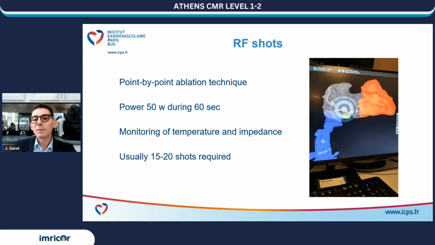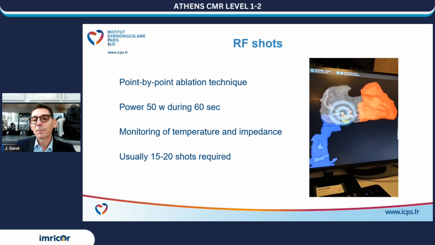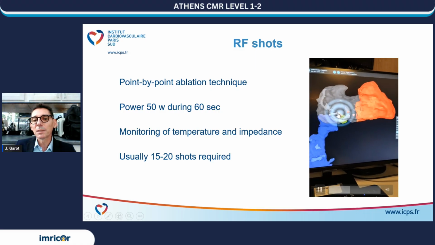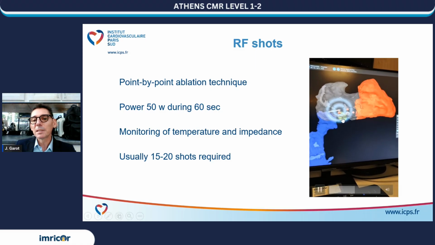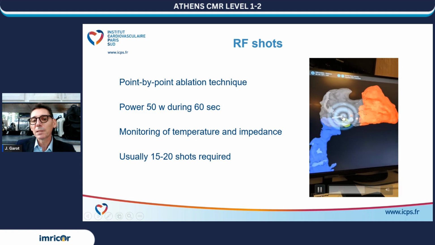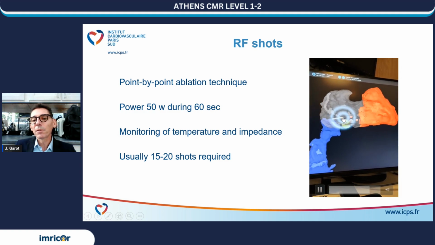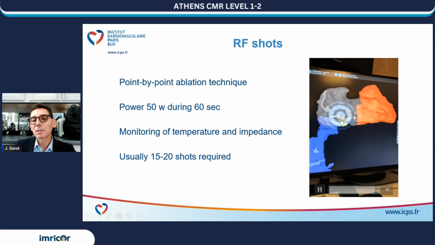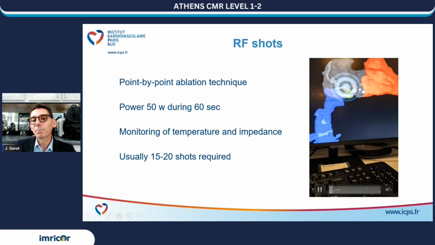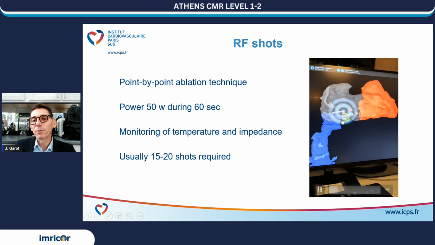That's the navigation itself in the 3D shell. So you can see the tip of the ablation catheter here, and the other catheter is in the coronary sinus, the diagnostic catheter. But the ablation catheter, you can see the tip of the catheter, and you can see the shots, the RF shots that have been made between the tricuspid valve and the ridge here.